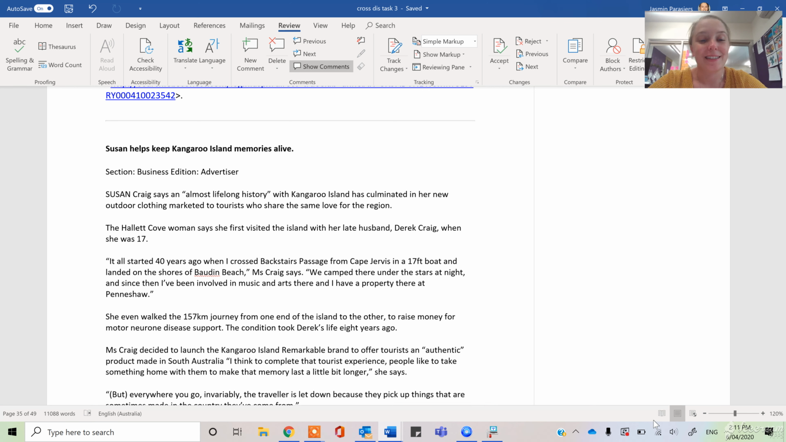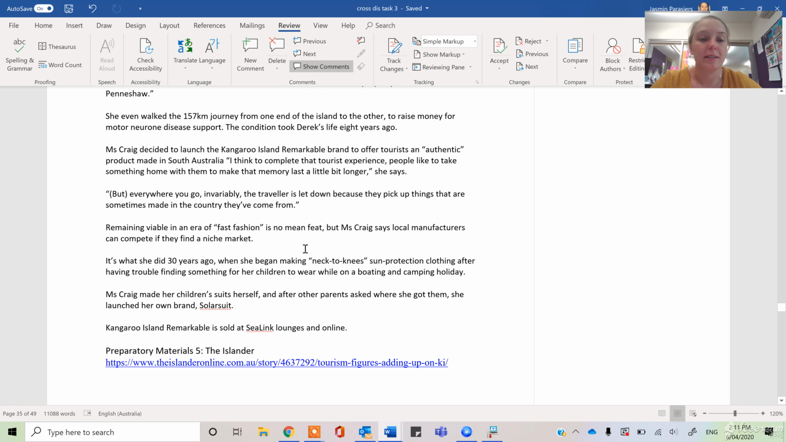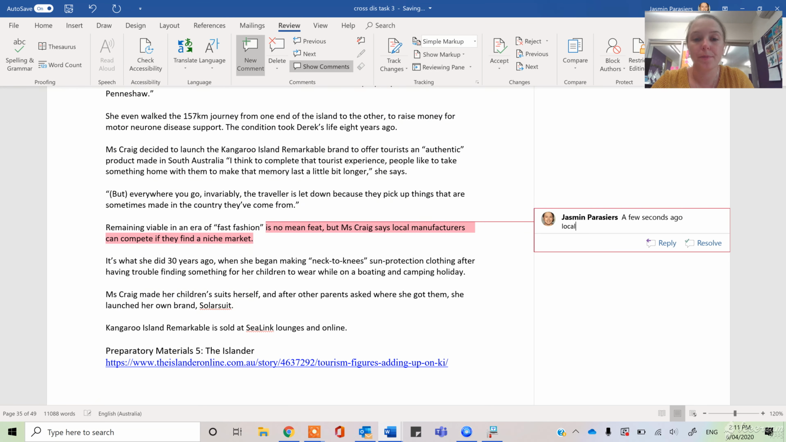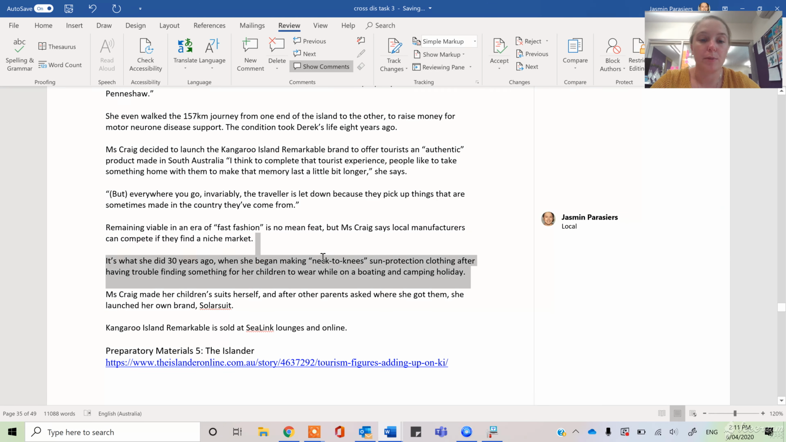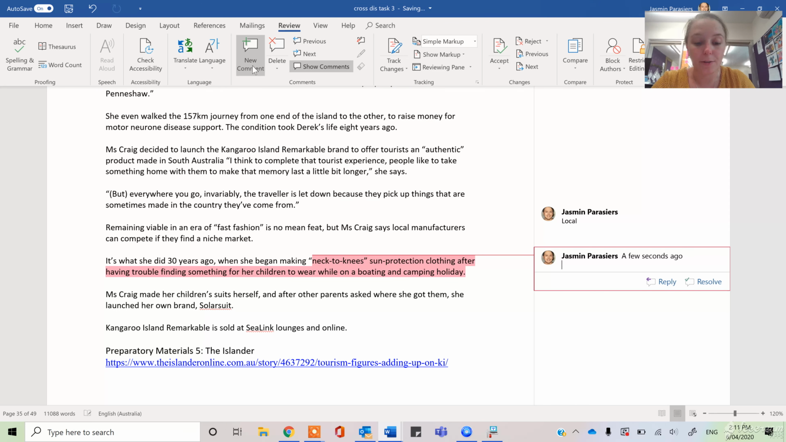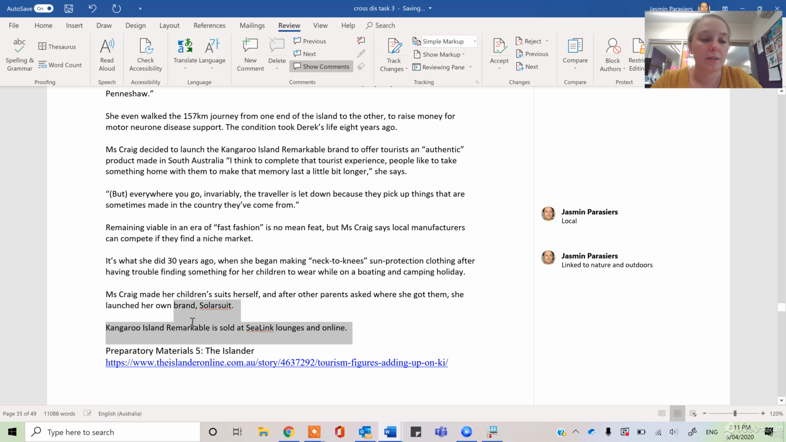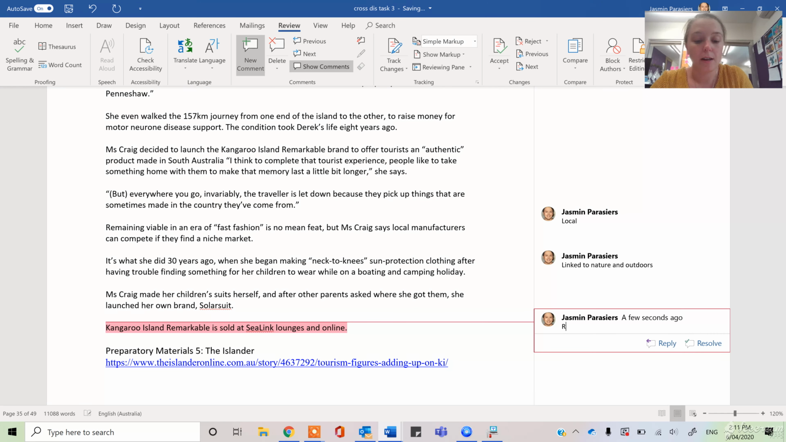Sorry, got carried away. It's an example of how a business has taken the idea of selling Kangaroo Island as part of selling their overall product. So her brand basically is that she tries to find local producers, and she makes a particular sun protection item, so it's linked to nature and the outdoors. And it's only sold online or at C-Link, which was really interesting. And the Remarkable brand is something that you might want to look into a bit more, because I think she's really captured the idea of a niche Kangaroo Island based branding.